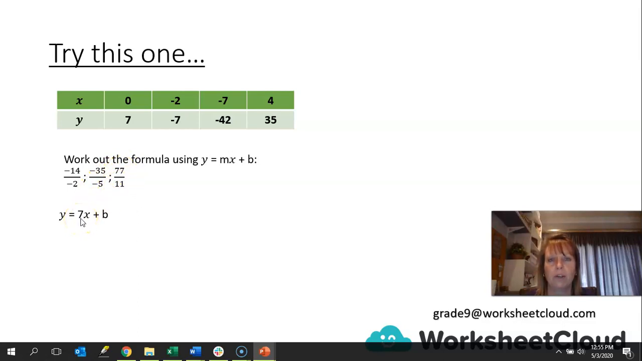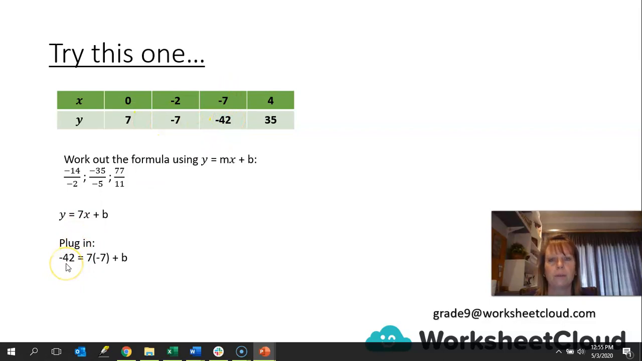So my m value is 7. So I've got y is equal to 7x plus b. And now I'm going to plug in a pair. All right? We can use this pair if we want to. It doesn't have to be the first pair, so I wanted to show you by using any pair.